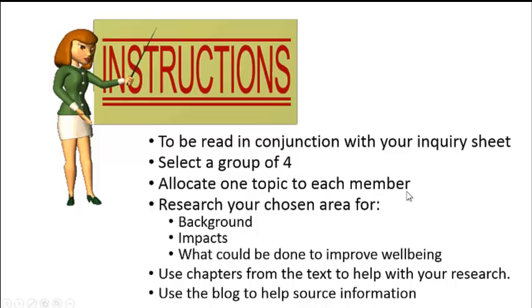And once you've done that, for example, the person that does population, they'll look at the background, impacts, and what could be done to improve well-being. So the link is always between your chosen topic and well-being. So they're the 3 aspects that you should research. Use the chapters from the text to help you with your research, and also there's heaps of stuff on the blog to help source information. That's not the only stuff. You obviously got lots of other bits of information on the web to access as well.